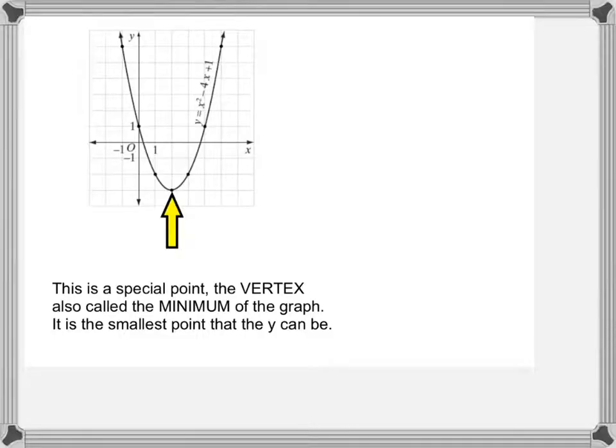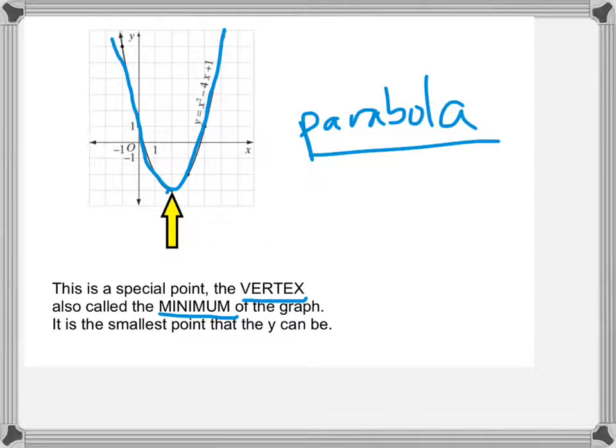Now, the point that we just saw, so I've just flipped to another page where this is already graphed for me, this point right here is a special point called the vertex. And for our graph that we just plotted, it's the minimum value of the graph. It's the smallest point where the y can be. So the graph goes down and it starts bouncing back up, and that's what makes it the form of a parabola.